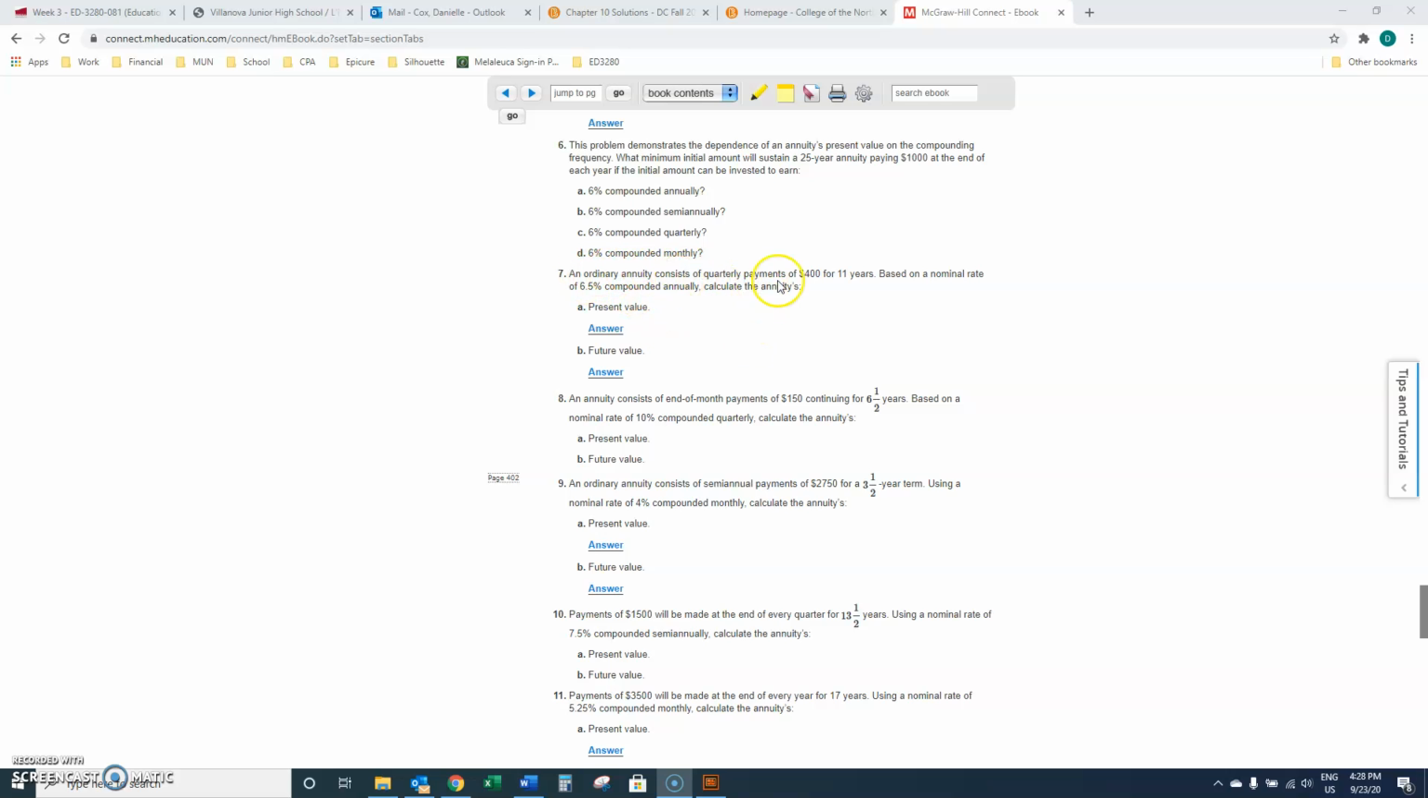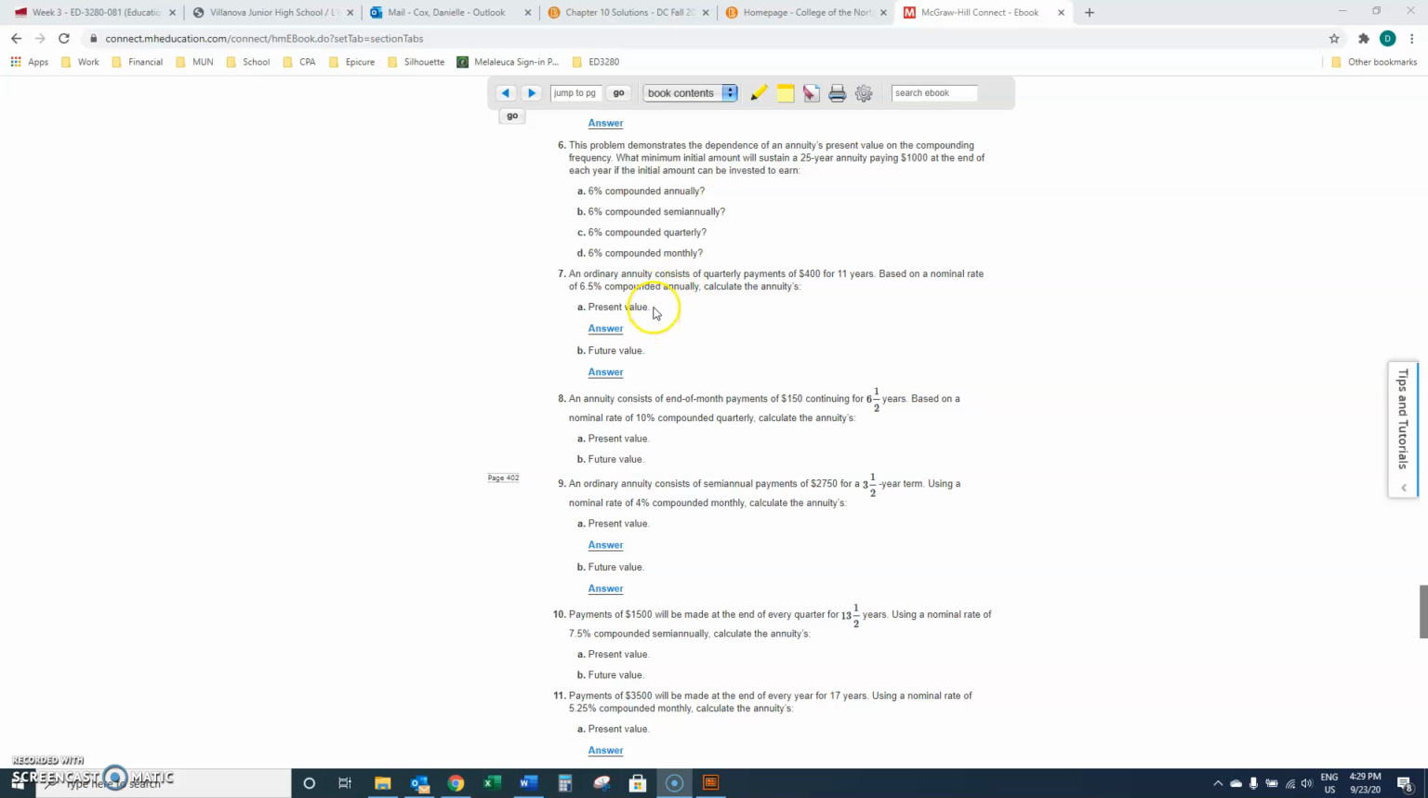Now we have to go through quarterly payments. So we know our P/Y, payments per year, is 4 because it's quarterly. The payment is $400. N is 11 years times 4 quarterly payments, which is 44. Nominal rate of return is 6.5, so I/Y, interest per year, is 6.5. Compounded annually, so our C/Y, compounding per year, is 1 because it's annual.